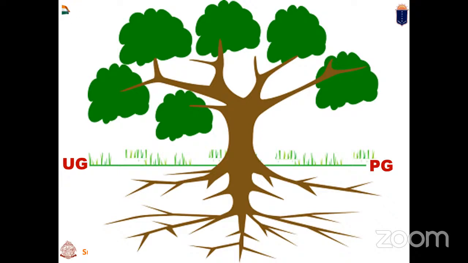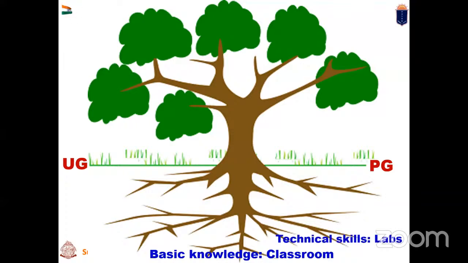And on the top, you have the greenery. At the bottom, you have the root. You know that the roots have to be strong for any person. So that's where it begins. Basic knowledge we get from our classrooms. We get technical skills through our labs, and then analytical and logical thinking through our design problems.